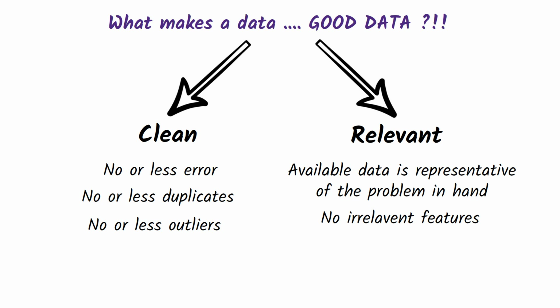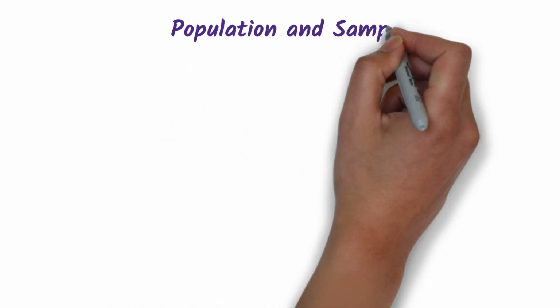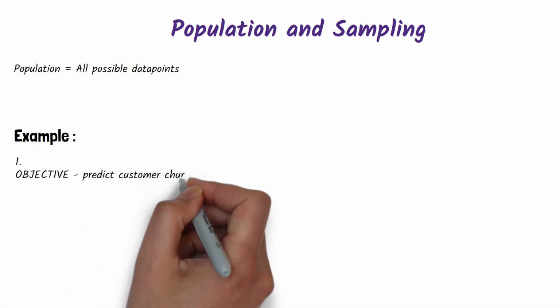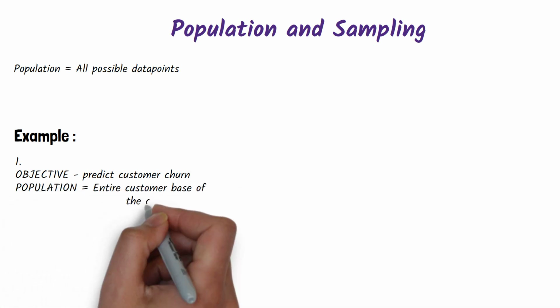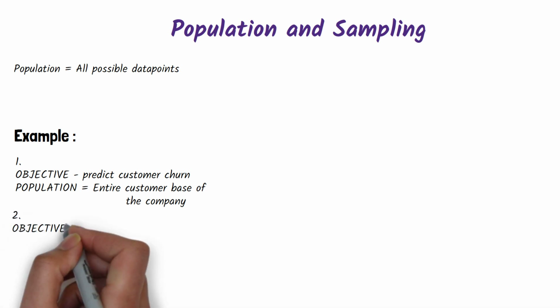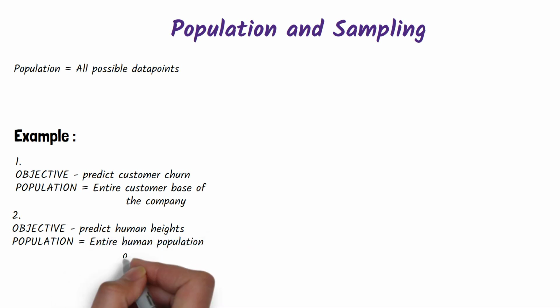Okay, so now let's see one more aspect of the data, that is population and sampling. In machine learning, population refers to the entire group of individuals or objects that a dataset represents. For example, if we are building a model to predict customer churn, the population would be the entire customer base of the company. Another example could be, if we are predicting human heights, the population would be the entire human population on Earth.